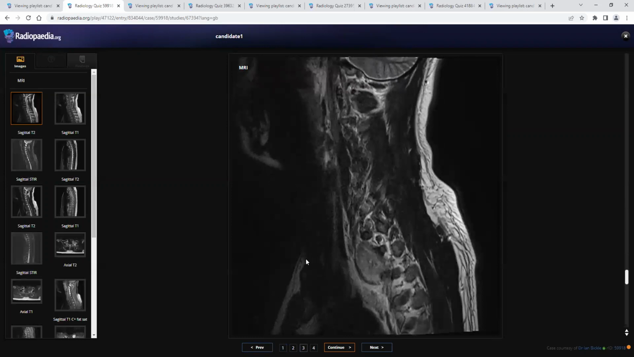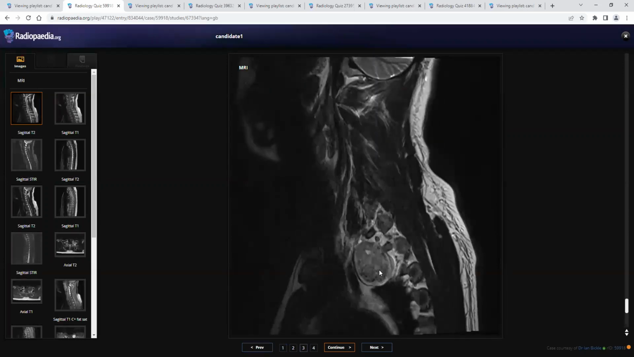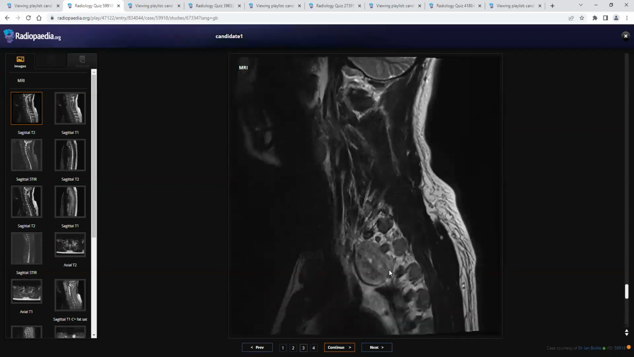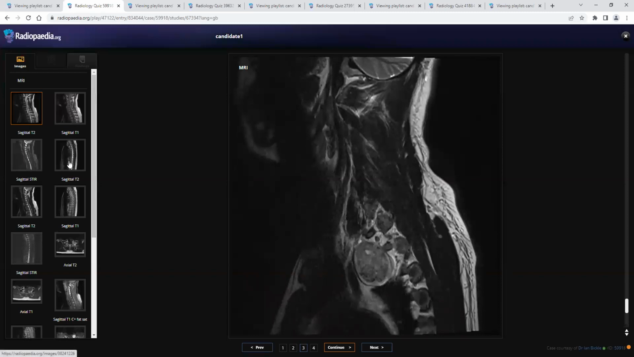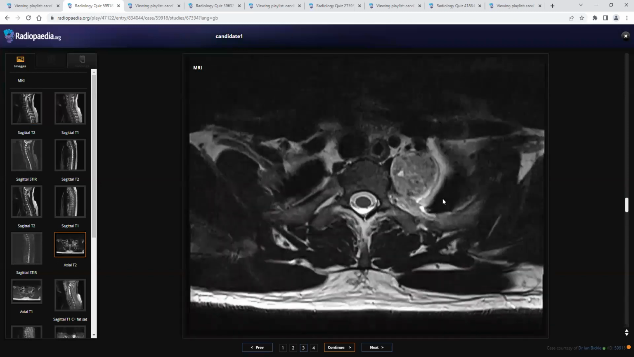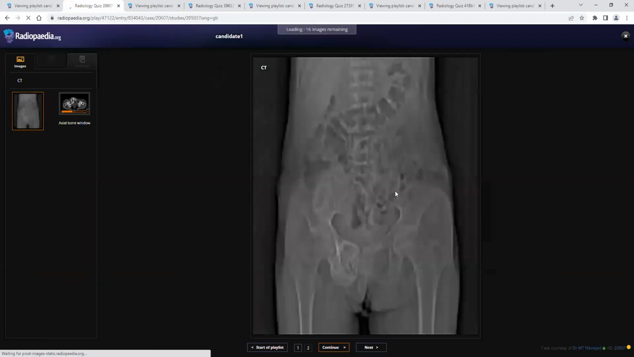This is a case of neurofibroma. As you see, they did MRI also. Posterior mediastinal neurogenic tumor. If you say neurogenic tumor, that's enough. And the previous case, this is again a good case you have picked up.